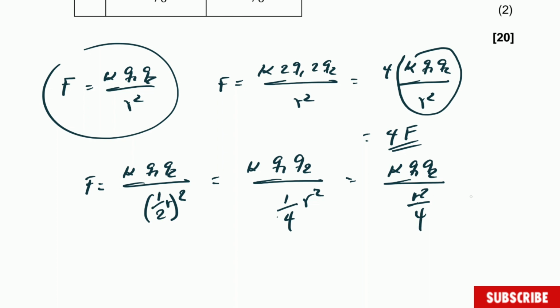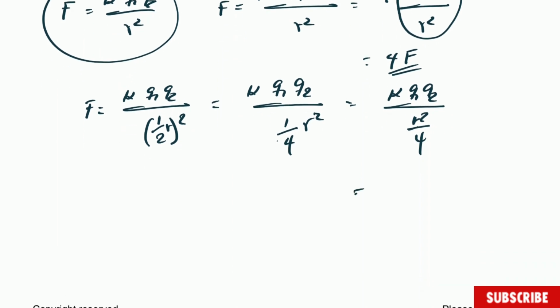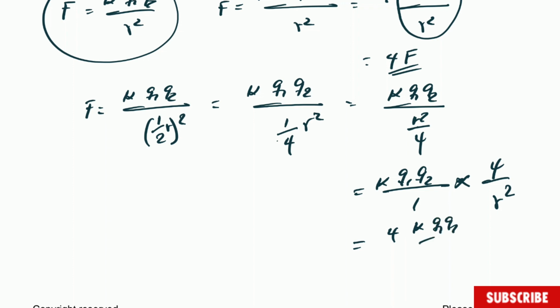So when we solve this, it's simple math again, remember. Let's do it here for all of you to see quickly. Q1 Q2, now this one is divided by 1, so we multiply by the inverse. You move the 4 up and the R squared down. Once more you end up with 4K Q1 Q2 divided by the distance squared. So this one is 4 times F. Also not a good answer, guys.